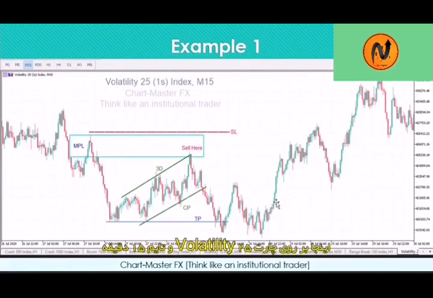So here guys, we are on volatility 25 1S index on M15. We have an MPL here. Once we have an MPL here, you can see that the price dropped with strong momentum. This strong momentum helps us to know that if the price compresses here, there's shift in momentum, there's strong momentum and weak momentum. So it's more likely a scenario of momentum shift.